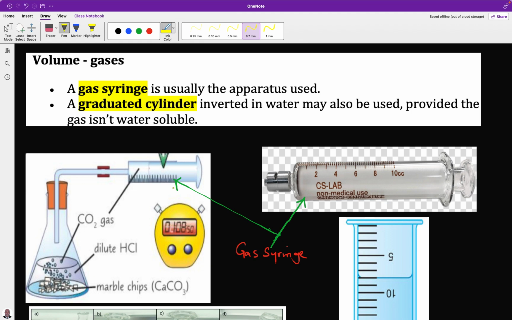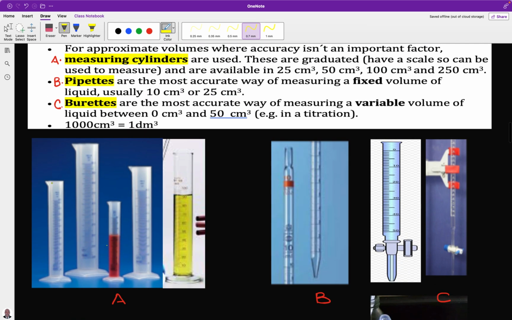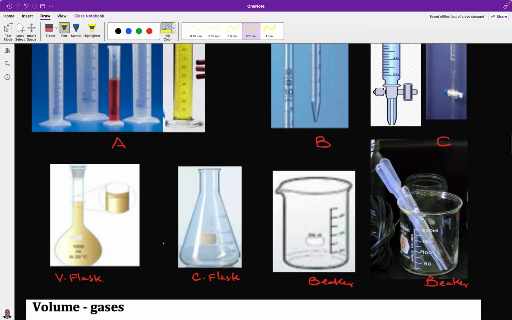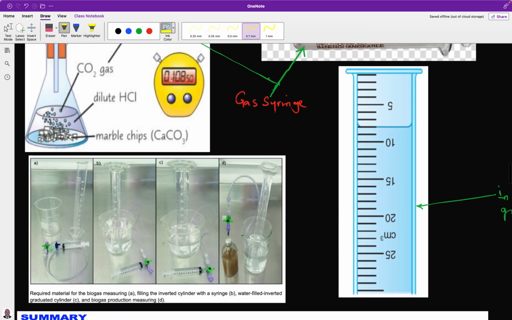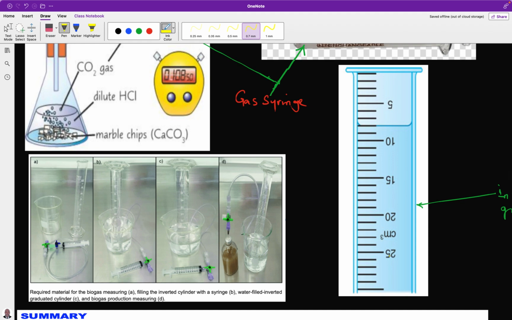Another equipment that can be used for the measurement of gas in the laboratory is an inverted graduated cylinder. We can use the same graduated cylinder we used up here. We can use it and invert it and connect it from the reaction beaker. For example, here, this one here.